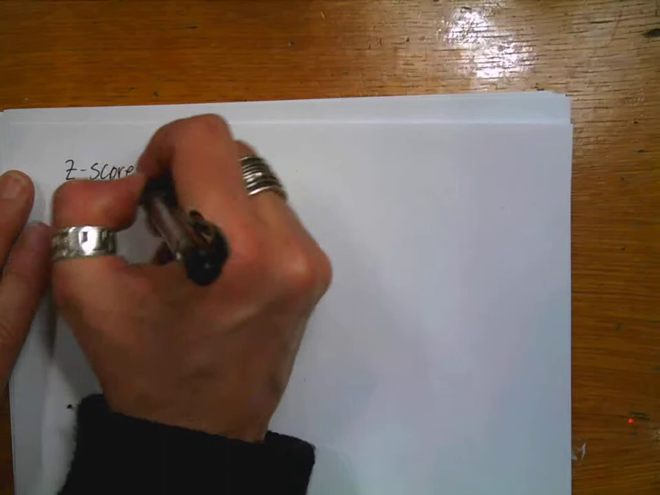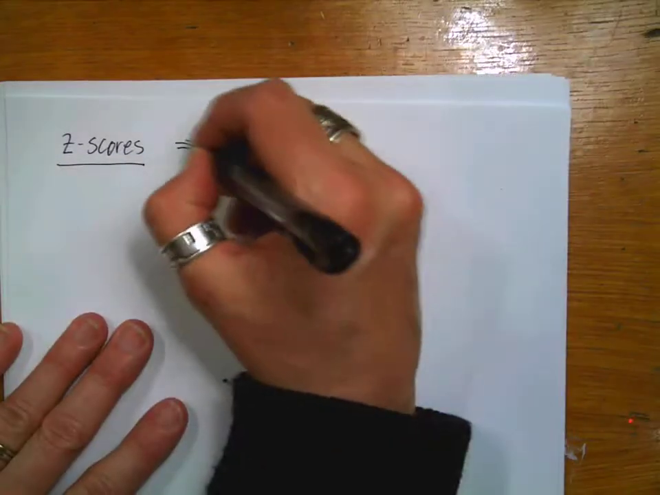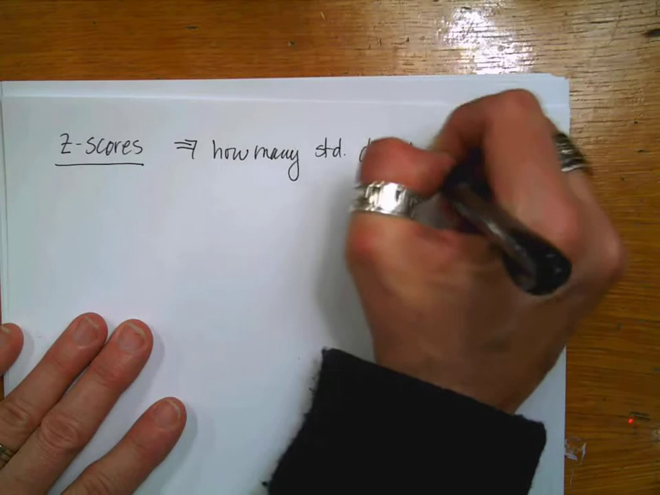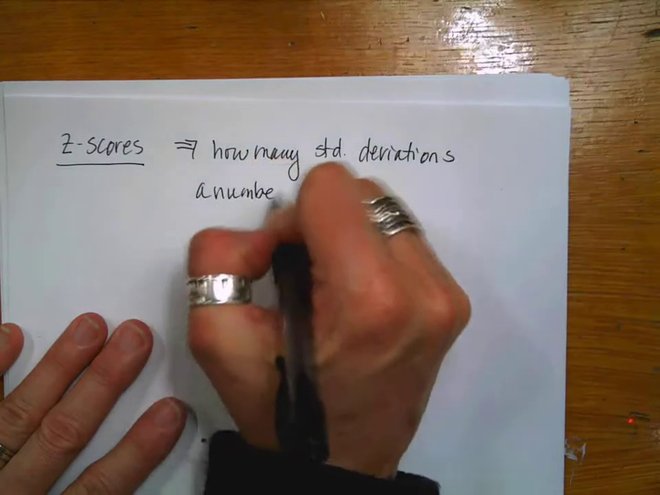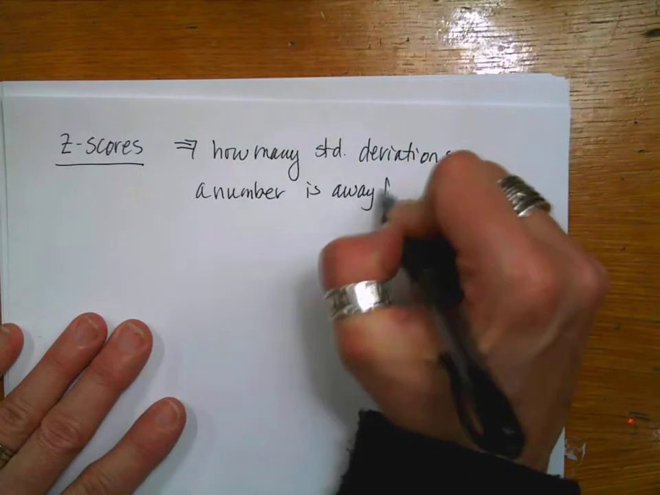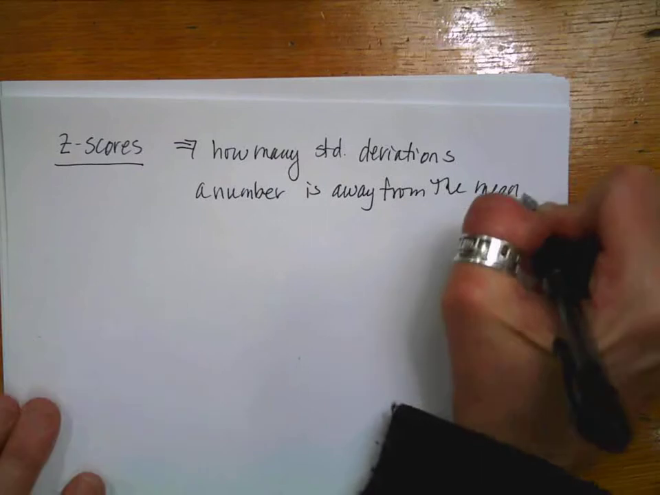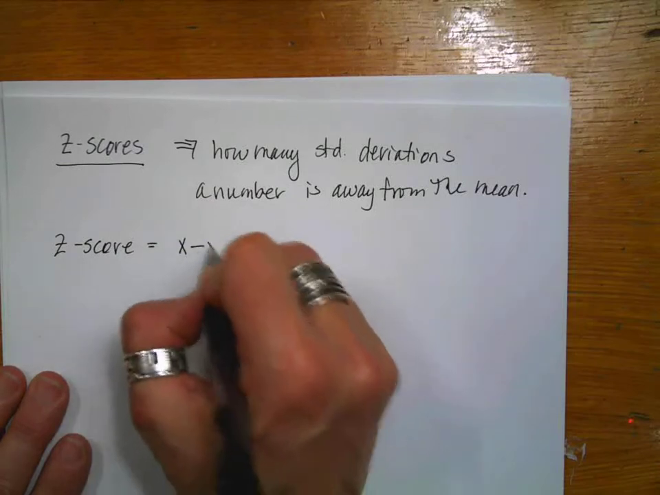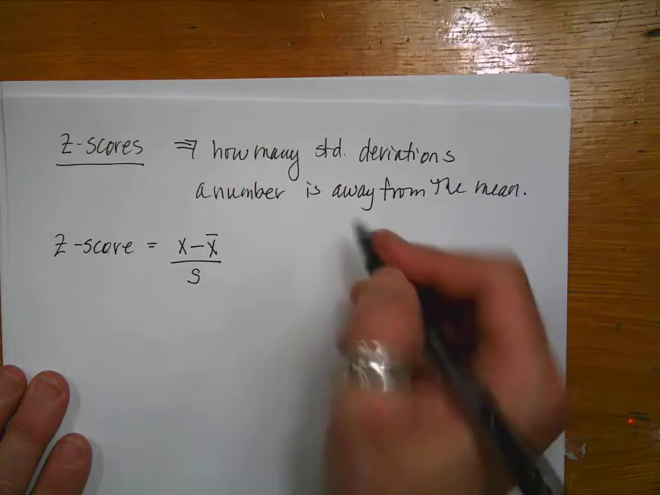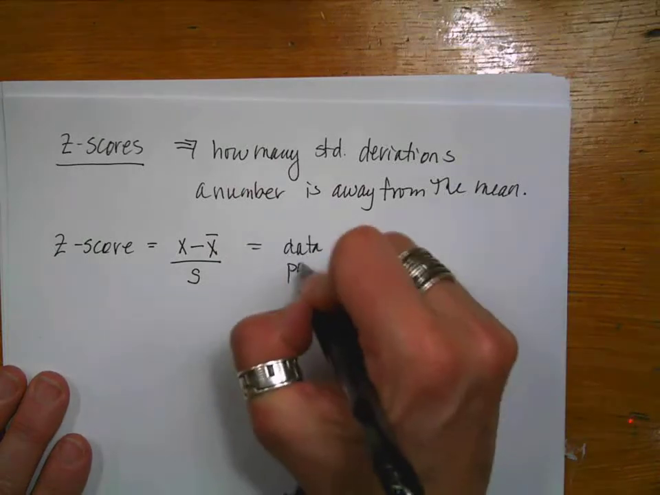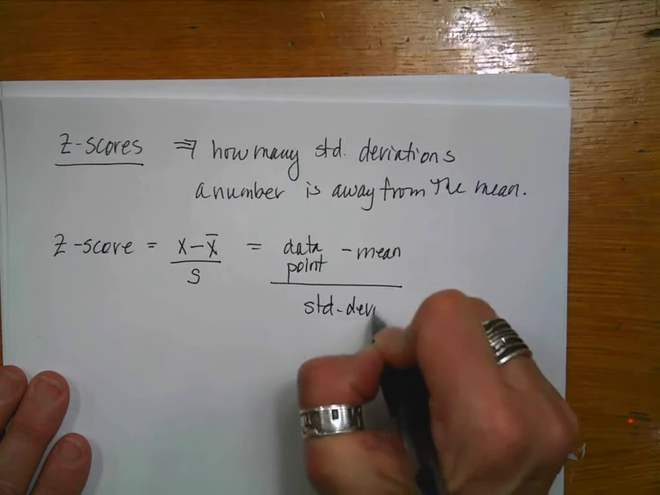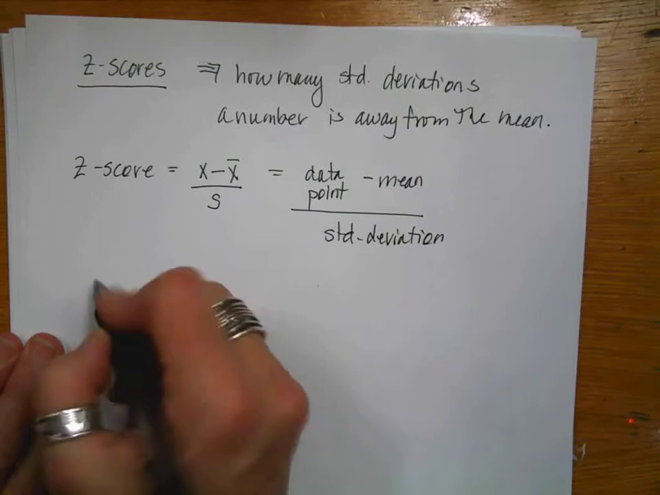All right. So now the next thing that we want to talk about is z-scores. They're actually really easy to calculate. A z-score talks about how many standard deviations a number is away from the mean. So if I wanted to calculate a z-score, it's going to be x, which is our data point, minus the mean, divided by s. So it is the data point minus the mean divided by the standard deviation.